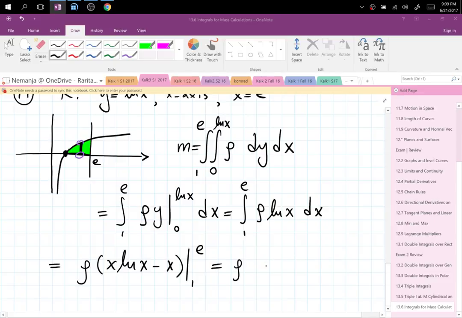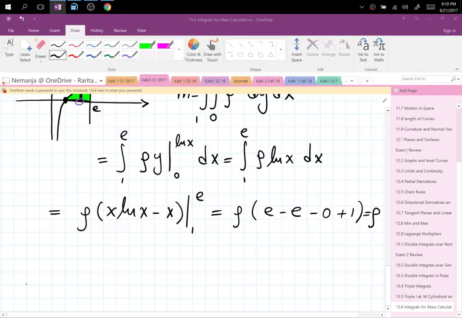All right, so we get rho, we plug in e everywhere, so that's going to be e minus e, minus plug in 1, that's going to be 0, and then plus 1. So the whole thing just becomes rho. Nice. So ln of e is 1, so e times 1 is e, minus e. Plug in 1, but ln of 1 is 0, so that dies. And then plug in 1 and minus, so we get rho.